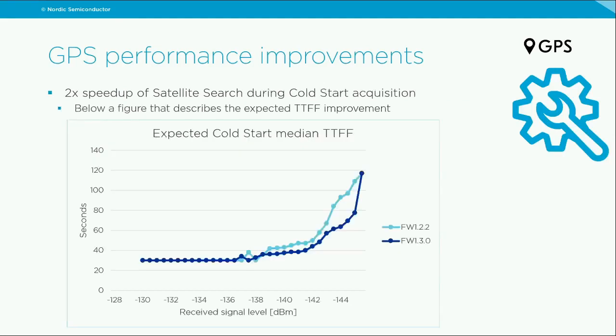And this graph is showcasing the satellite search during cold start acquisition, and the figure describes the expected time to first fix in different coverage scenarios. The more you go to the right, the better the coverage, and you can see that for modem firmware 1.3.0 we get lower time to first fix in these scenarios.